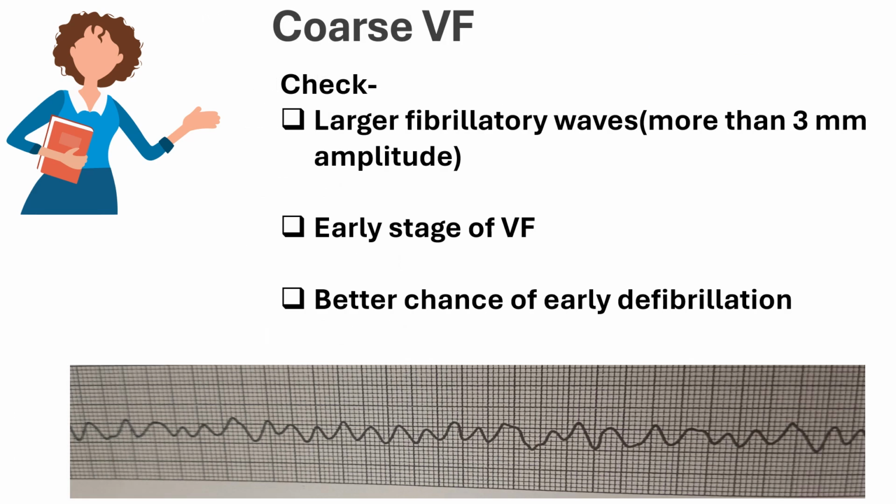There are two types of ventricular fibrillation, coarse ventricular fibrillation and fine ventricular fibrillation. In coarse ventricular fibrillation, look at the ECG here. Large fibrillatory waves can be seen, more than 3 mm in amplitude. It's the early stage of VF, so there is a better chance of early defibrillation. That means early survival can occur in coarse VF. So there is a better chance of survival in coarse VF.